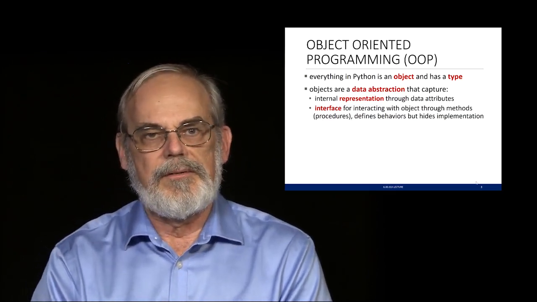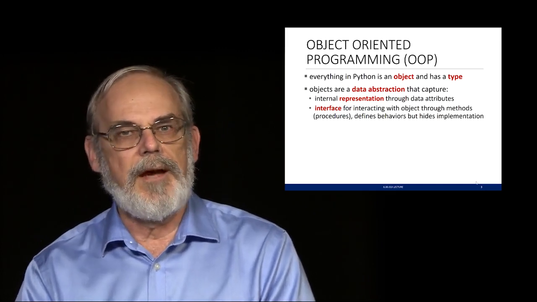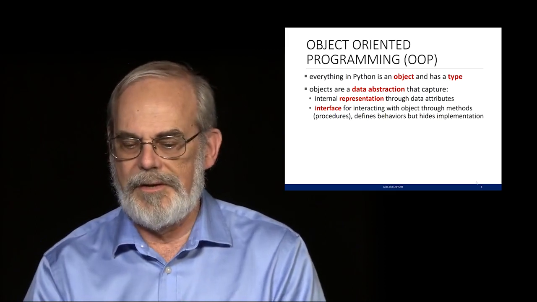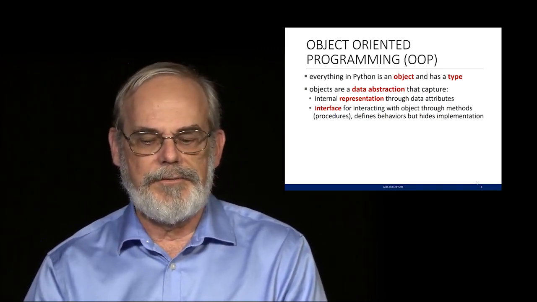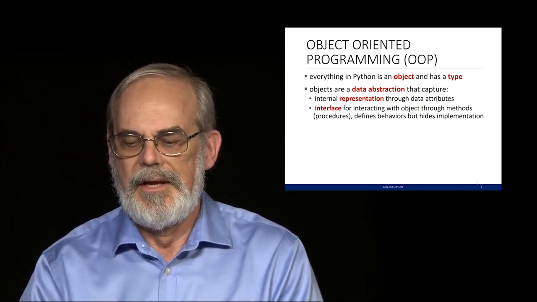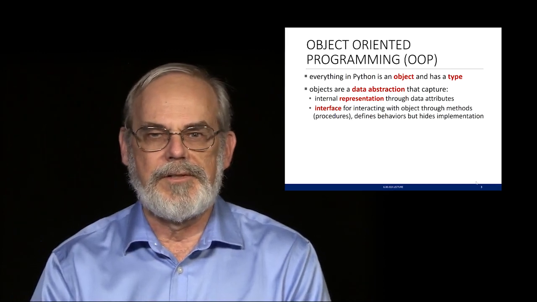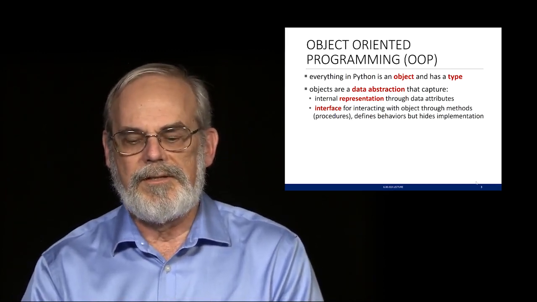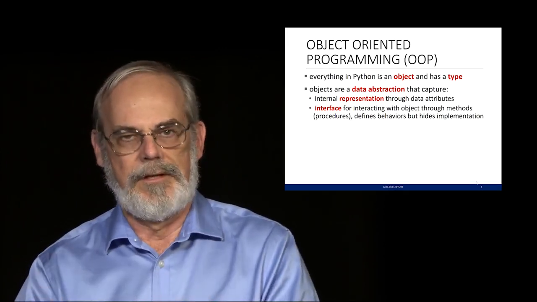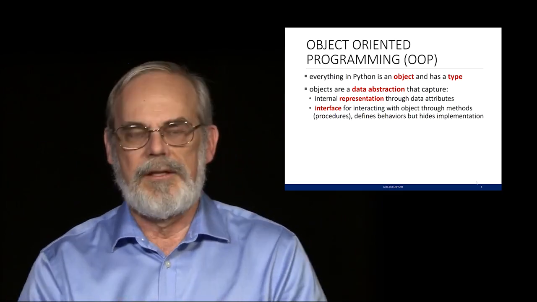The first one is we want to think about each object as being a data abstraction. It captures an internal representation of the data attributes. We'll say what those are in a second. And it defines an interface for interacting with the object through methods. Think of them as procedures. And those methods define a behavior, but hide the implementation. Again, in a second we'll look at an example, but every data abstraction is an internal representation and an interface for getting to that internal representation, doing something with it, and then returning an answer.